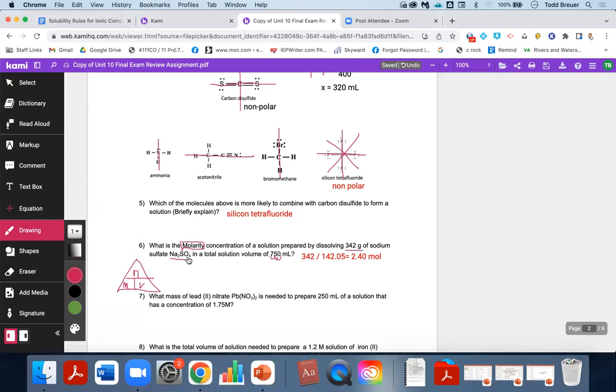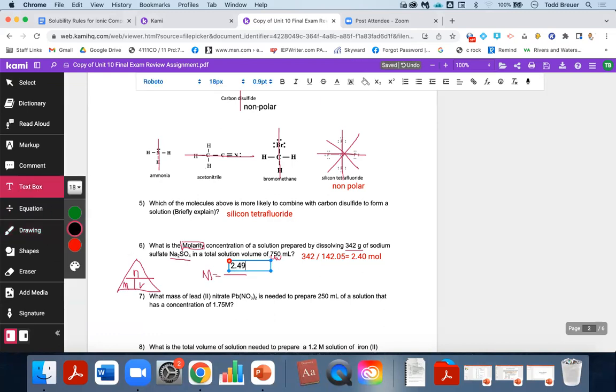So when we go to set this up, we're going to take the formula: molarity is equal to N, which in this case is 2.4, over 0.75. That division is going to give us an answer. So 2.4 divided by 0.75. Our molarity concentration is 3.2 molar, or if you prefer, you could call it mole per liter, because that's what molarity is. So there's your concentration.